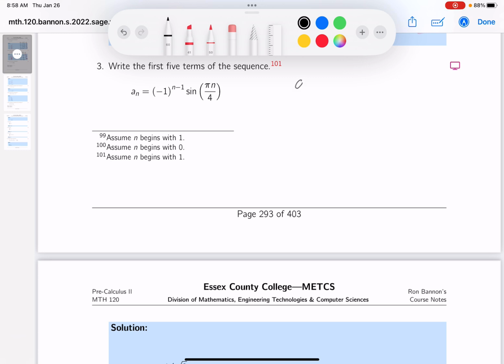So A1, A2, A3, A4, and A5. The first thing I notice is the beginning factor is -1 to a power. So I'll write that down. I'll put the power down later.